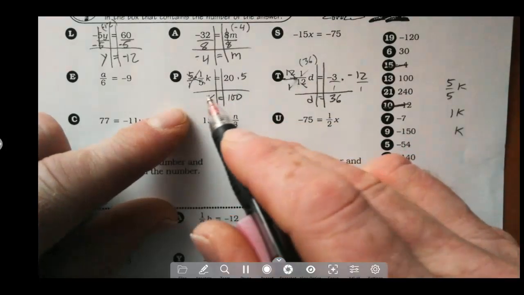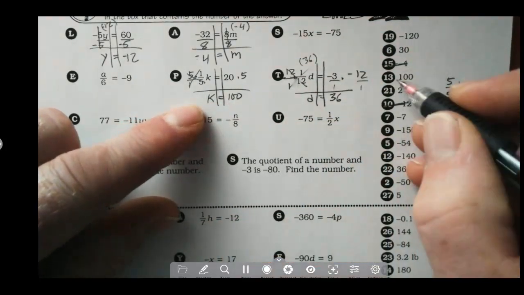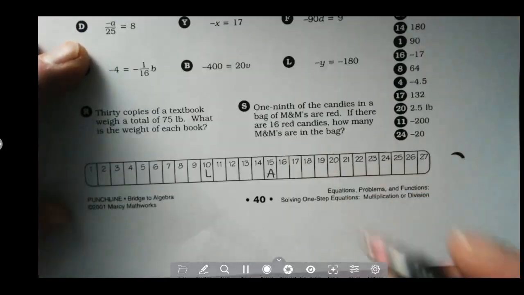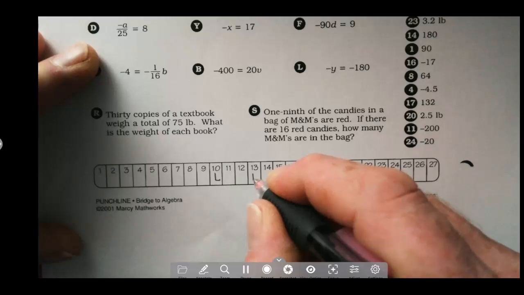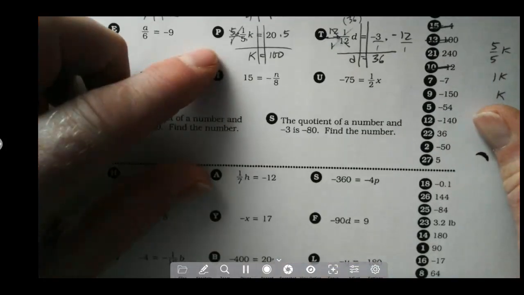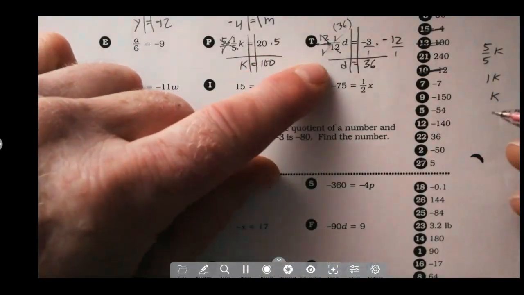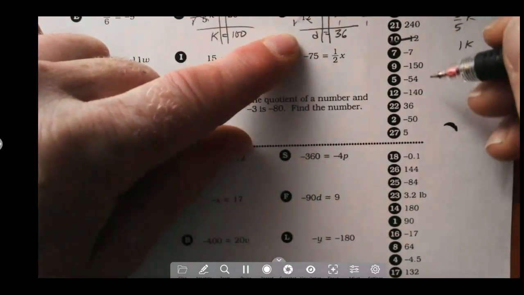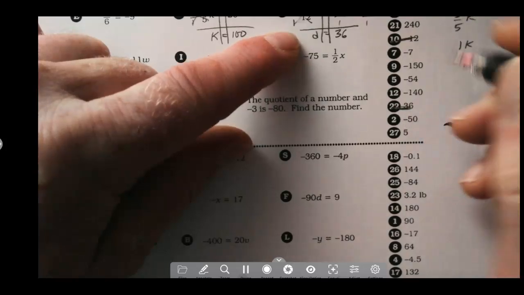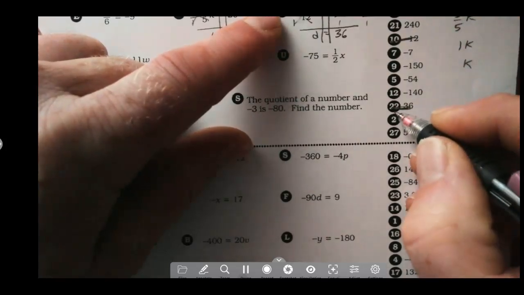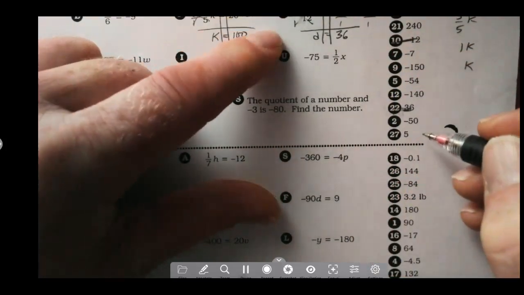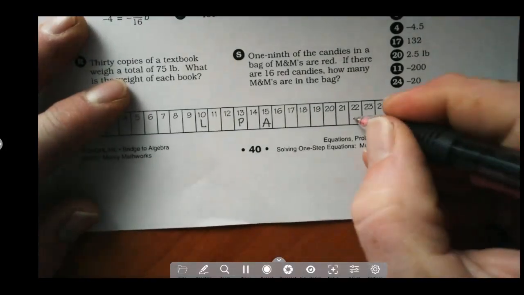Let's see. We had 100 here, so for 13, we're going to put a P. And we did this one too, so we have 36. So 36, we're going to, oops, sorry, for 22, just erase that, make sure I can read it. For 22, we're going to put a T.